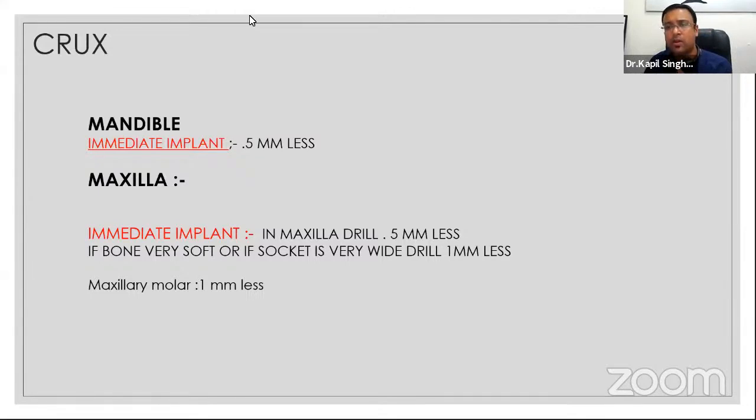But why give a patient trauma 2 times? Why do a surgical procedure 2 times? When you are anesthetizing your patient for an extraction, I always prefer to place an implant at the same time. So if you're extracting today and then calling the patient after 3 days for placing an implant, there is no harm in it. You can do it. But why give a patient a double trauma of 2 times anesthesia and 2 times surgery? I hope I am clear.